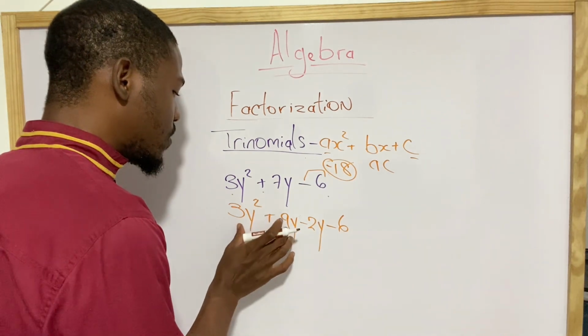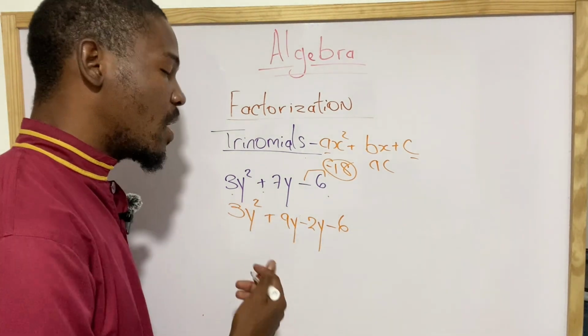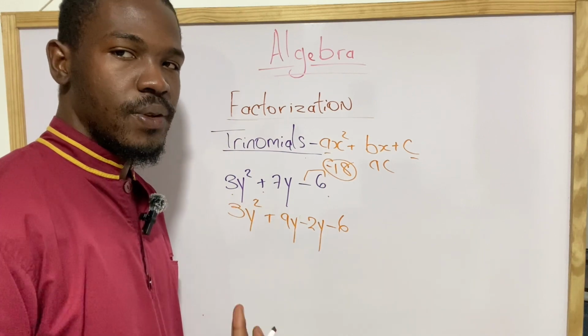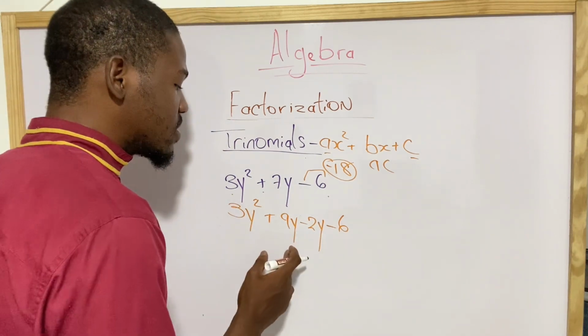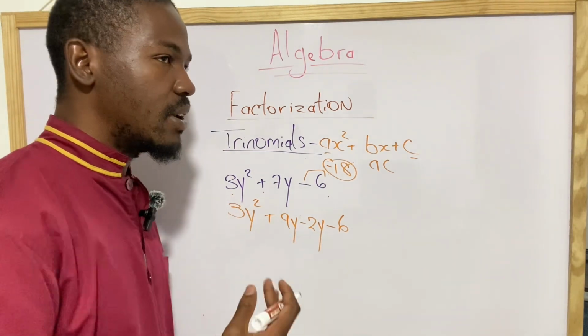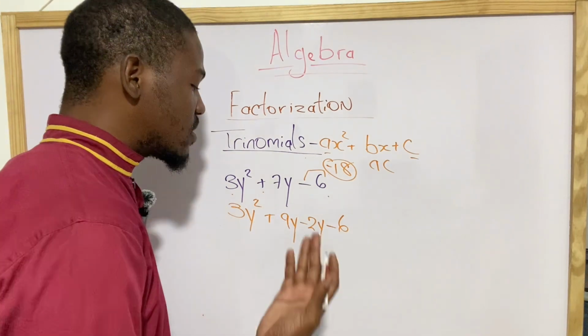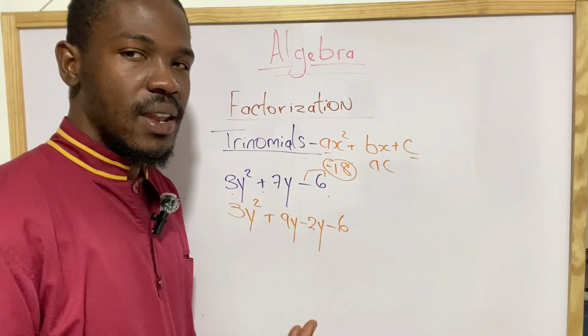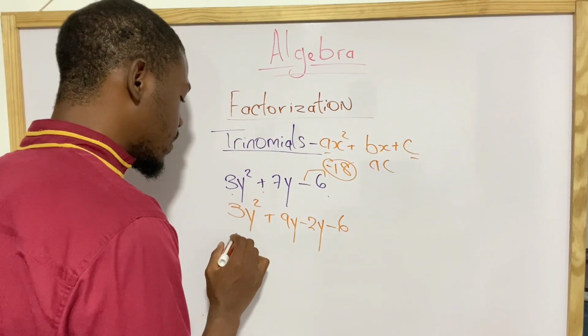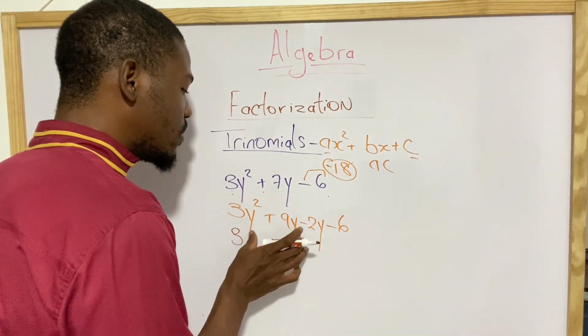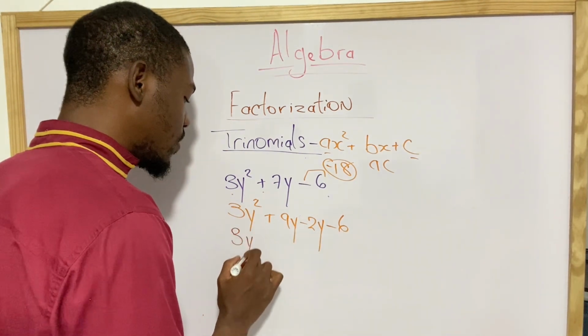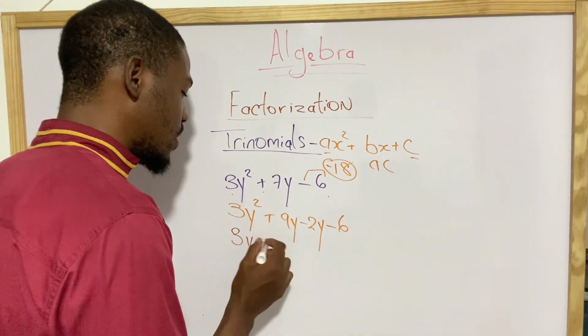What is common between 3 and 9? The factors of 3 are 1 and 3, so 3 is a prime number. And the factors of 9 are 1, 3, and 9. So the highest common factor between 3 and 9 is 3, so we're going to take out 3. And if we look at the index, we see that y is the one with the lower index, so we take out the y.